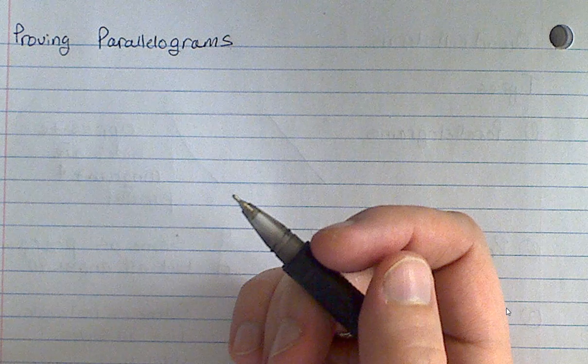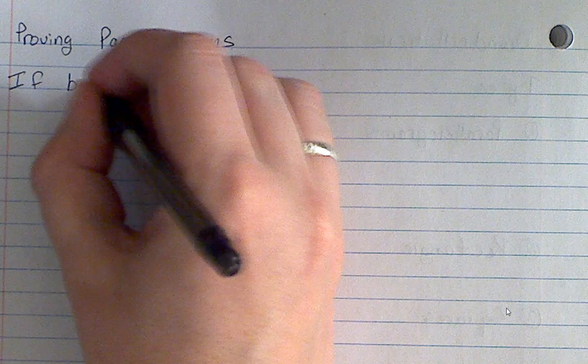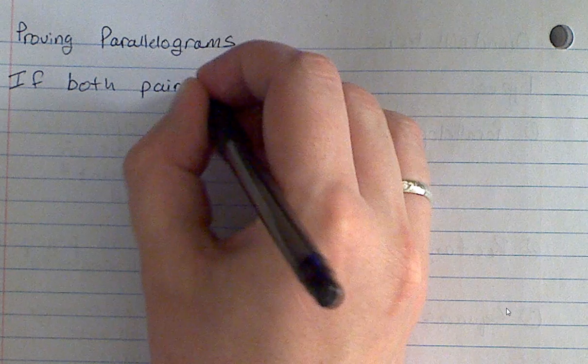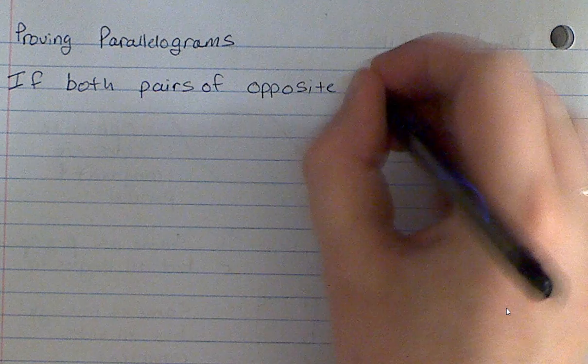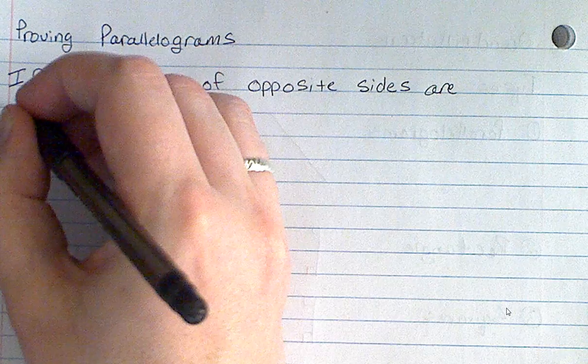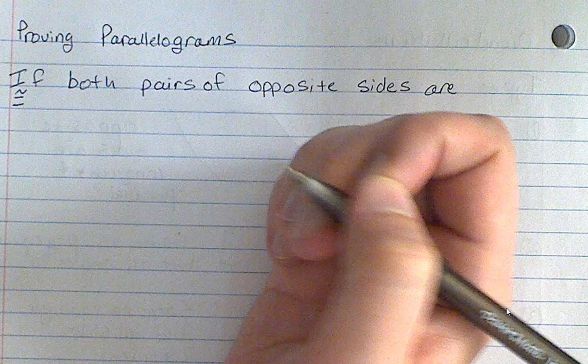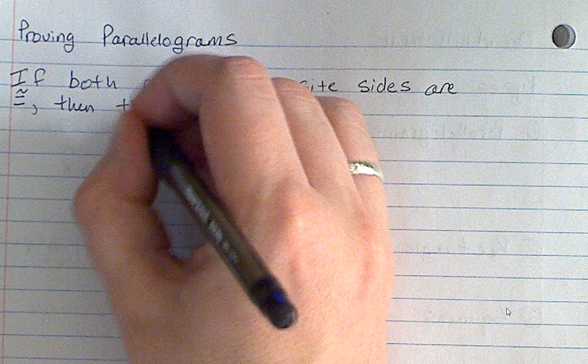Okay, so today we're going to talk about how you can prove that any four-sided figure is a parallelogram. So I'm going to have a lot of things for your notes here today, and then we'll just go from there. So first, if both pairs of opposite sides are congruent, and I'm just going to use the symbol for congruent here to save some space, then the figure is a parallelogram.